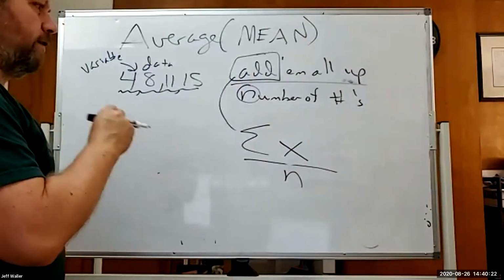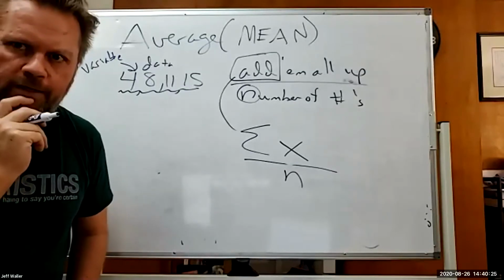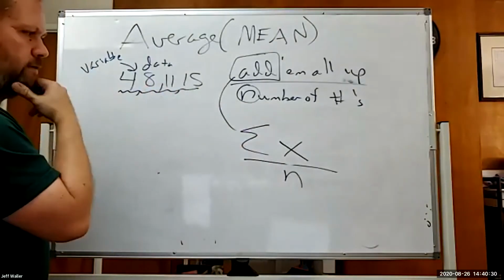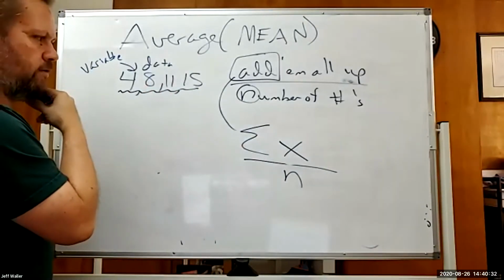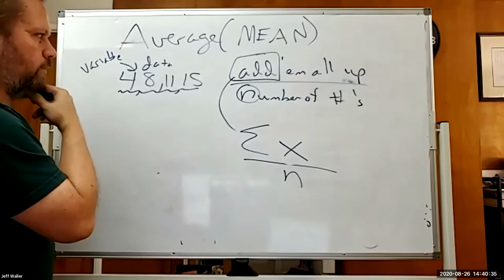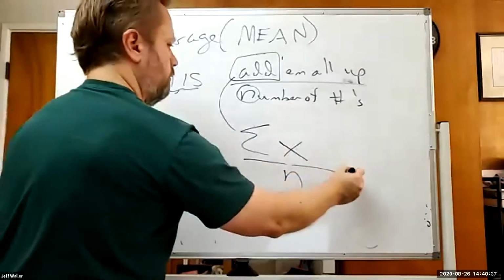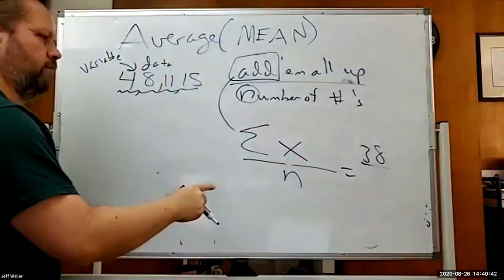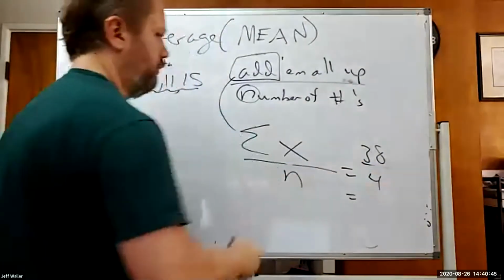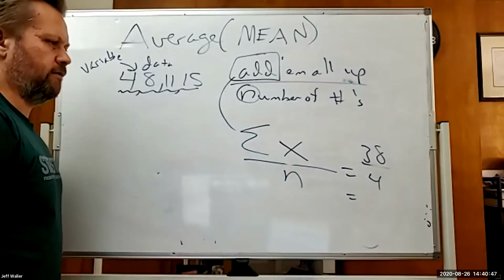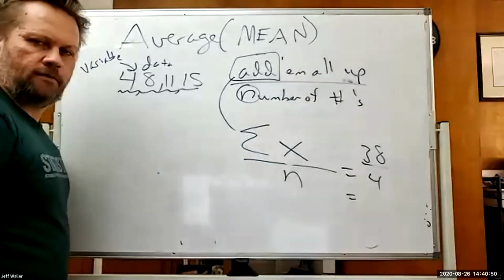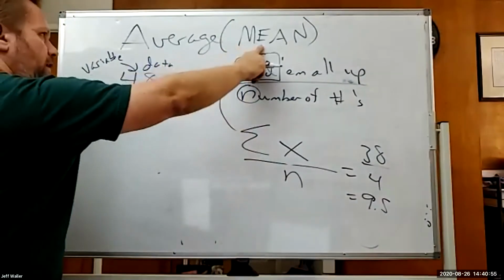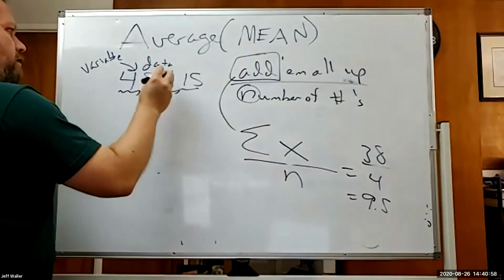I'm doing okay. Let me stop for a minute. So this is a little bit tricky. What's the sum of x for this data list? 38, right? If you just add them all up, you get 38. And then what's n? 4. If you do that, you get 9.5.